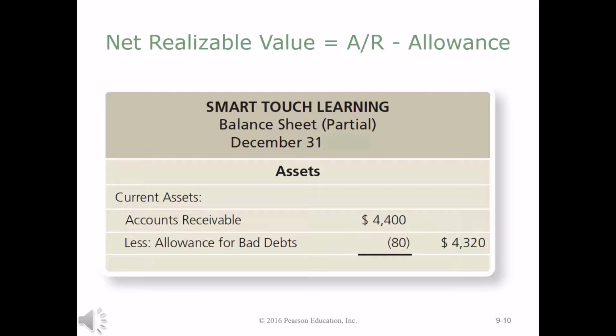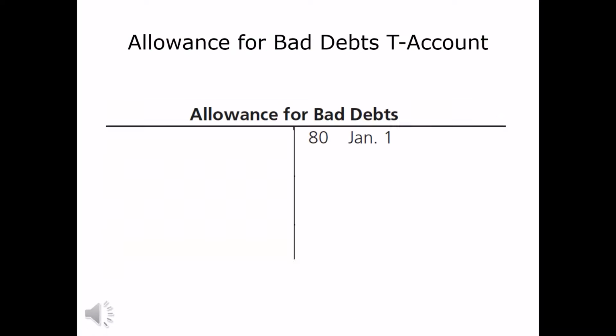Now let's take a look at a partial balance sheet for Smart Touch Learning. Here we have the accounts receivable balance of $4,400 less our allowance for bad debts that we just set up. This means that our net accounts receivable and the amount that we truly expect to collect is $4,320.